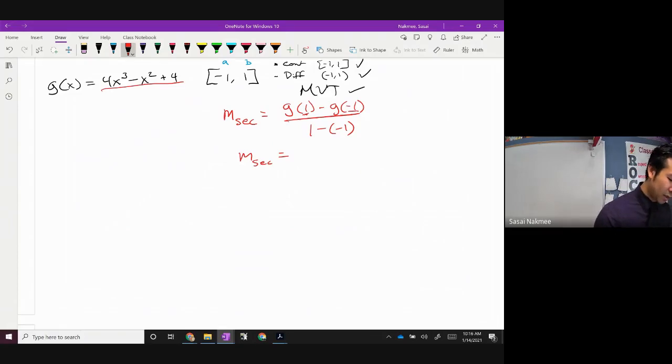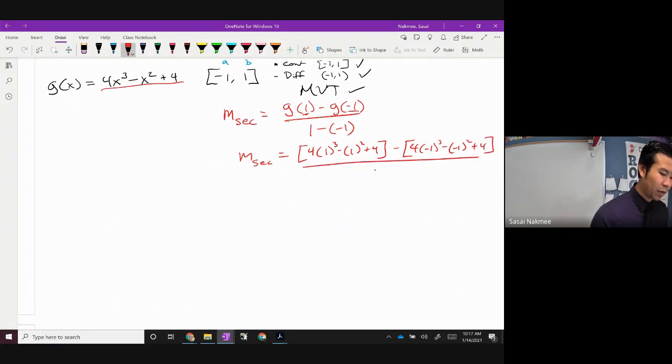This is going to be 4 times 1 cubed minus 1 squared plus 4. That's me evaluating it at 1. And I'm going to subtract from that 4 times -1 cubed minus -1 squared plus 4. This is being divided by 1 plus 1, because 1 minus -1 just gives me 2. I'm just going to write that as a 2.